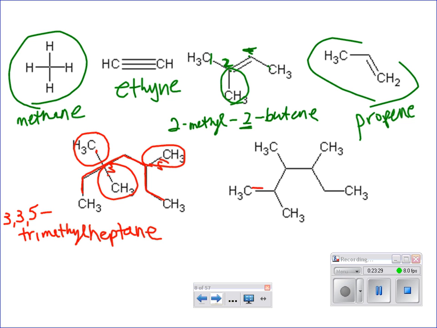Okay, let's do this one real quick. 1, 2, 3, 4, 5, 6. It's kind of the same concept, except this is carbon 2, 3, and 4. So what's this called? Perfect. 2,3,4-trimethylhexane.